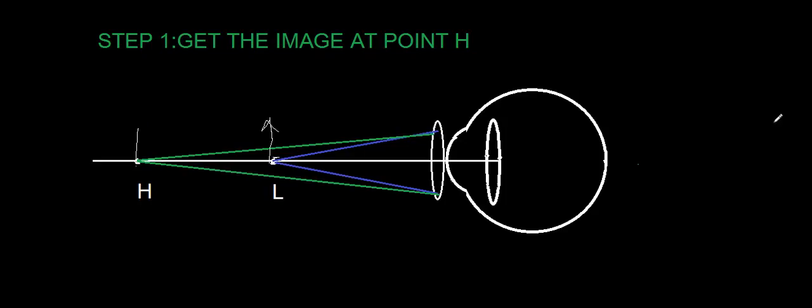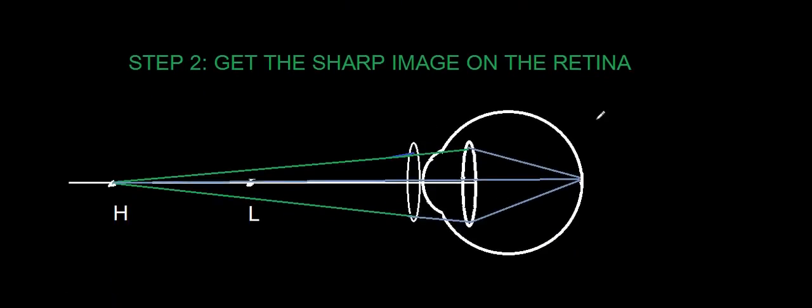In step 2, get the sharp image on the retina. Initially the object is at this point. Using the lens we get the image at point H. This image becomes the object to our eye lens. When the object is here, this diseased eye can see it very clearly. Therefore the image will be formed at the retina. The problem is cleared. That's it. Now let us find what is the focal length of the lens to be used to rectify this disease.